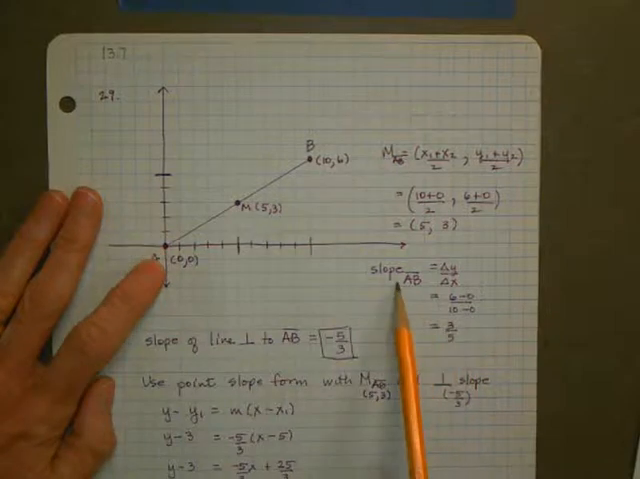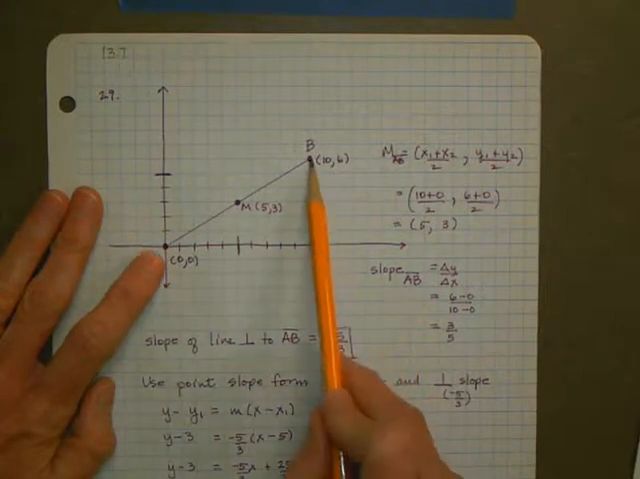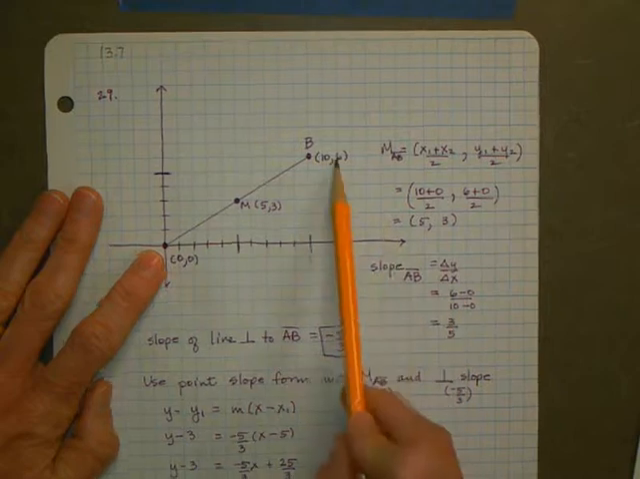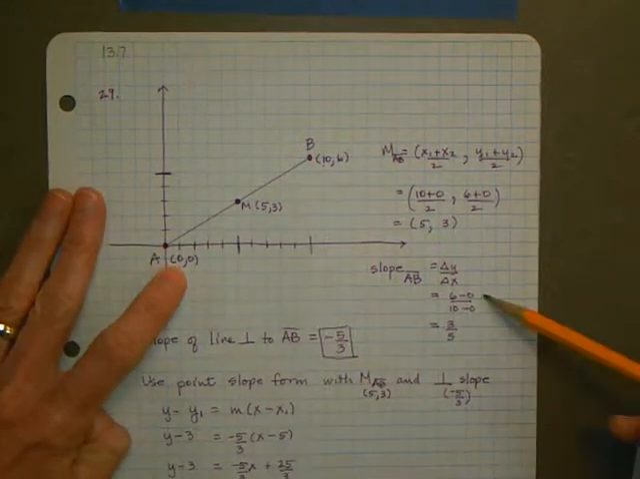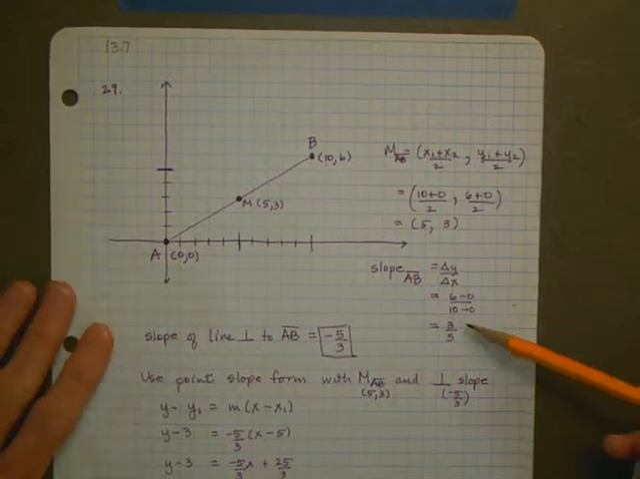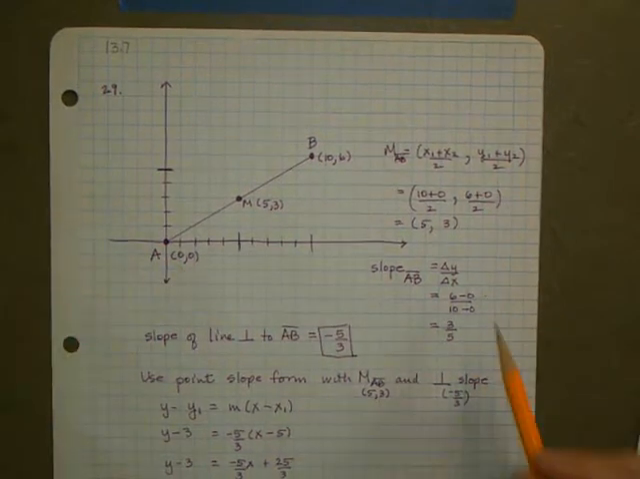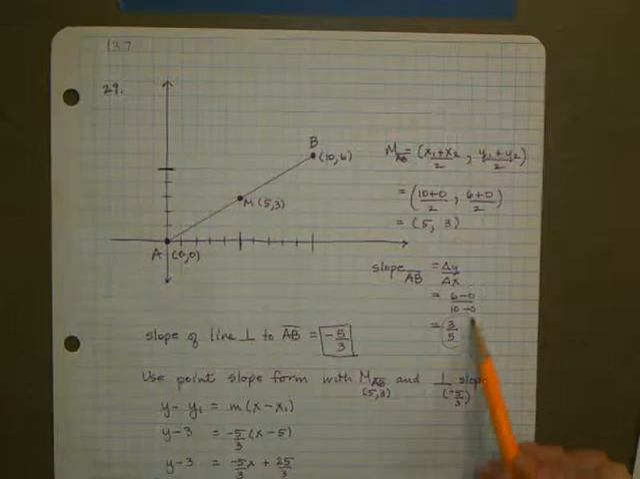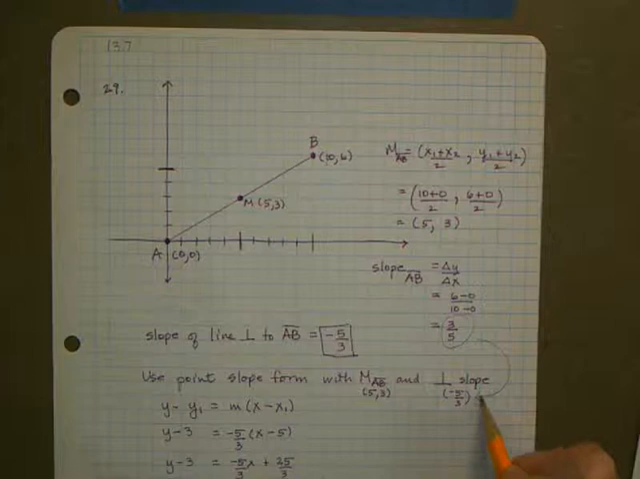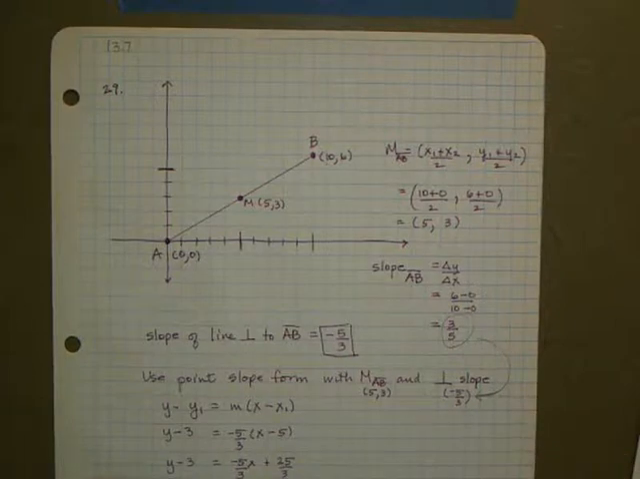The slope of AB is delta y over delta x, so 6 minus 0 divided by 10 minus 0. I get the slope of AB is 3/5. So the slope of the line perpendicular to AB is going to be the negative reciprocal of 3/5, and there it is, minus 5/3. So I got the slope of the line.